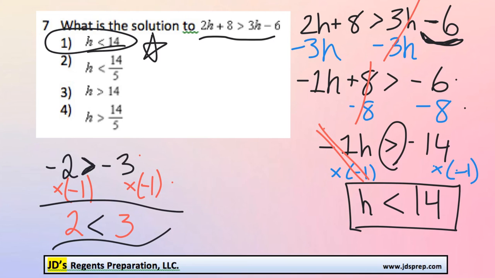So again, the proper solution is h is less than 14.